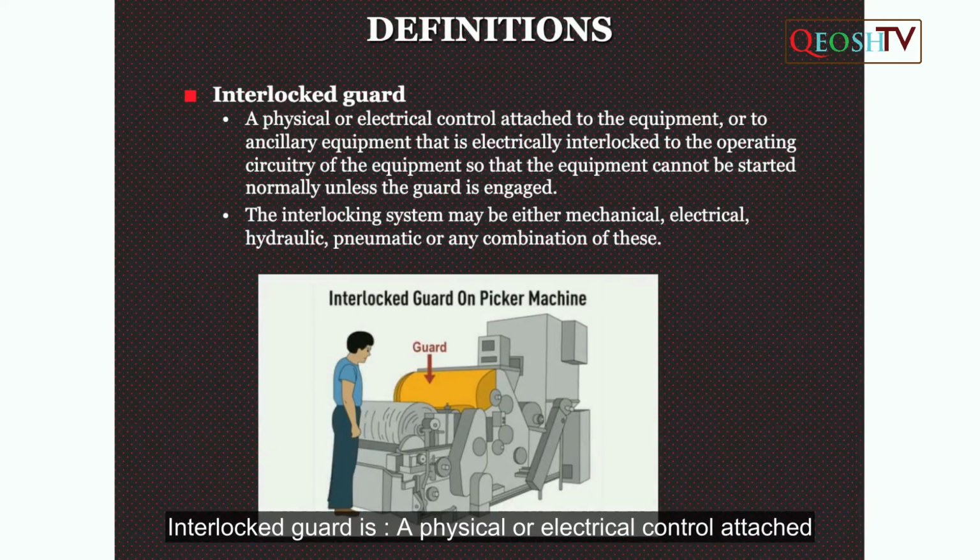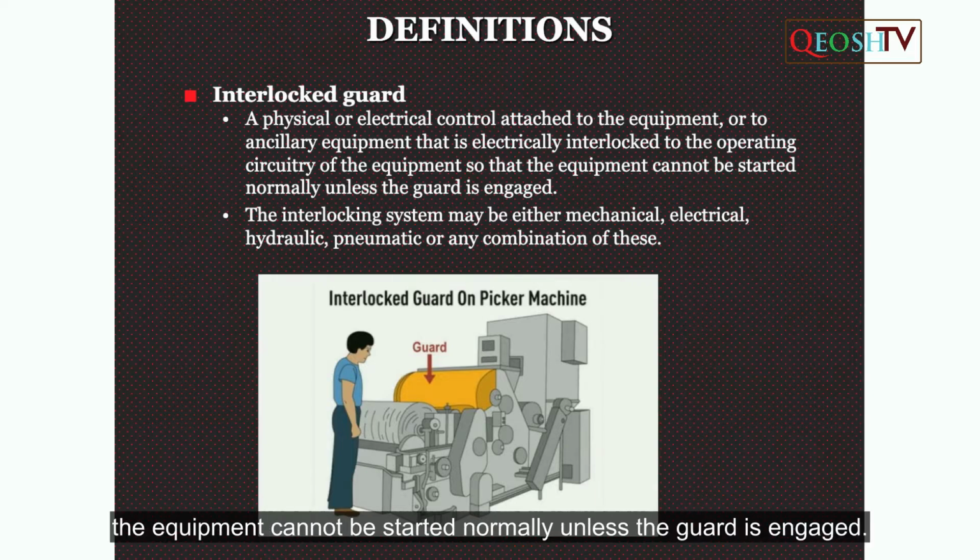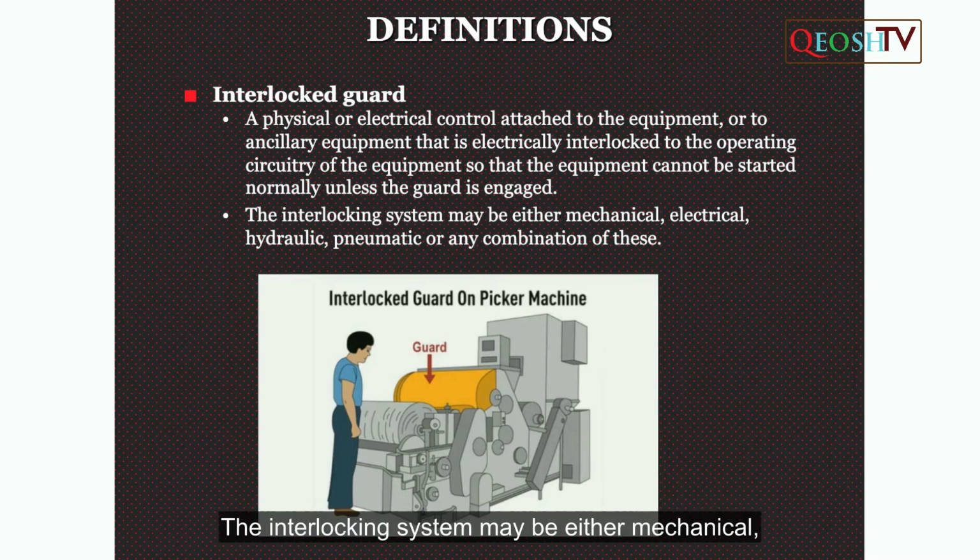An interlocked guard is a physical or electrical control attached to the equipment, or to ancillary equipment, that is electrically interlocked to the operating circuitry of the equipment so that the equipment cannot be started normally unless the guard is engaged. The interlocking system may be either mechanical, electrical, hydraulic, pneumatic, or any combination of these.